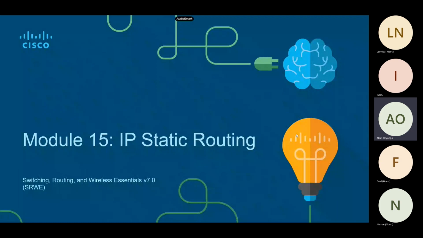Okay, once more, guys. Good evening and welcome to our class today. We want to talk about something very important, and this is what is called IP static routing.